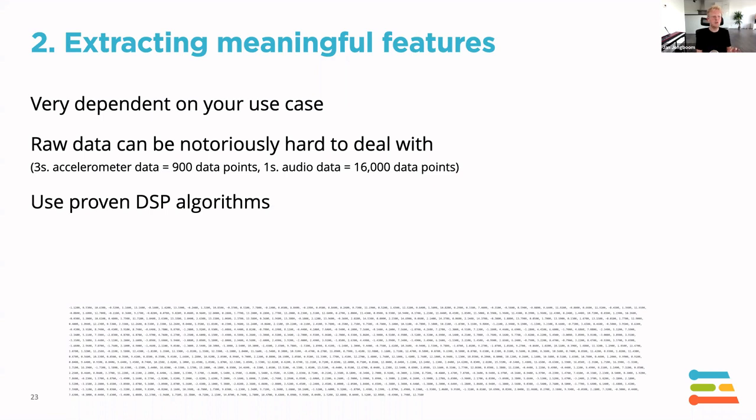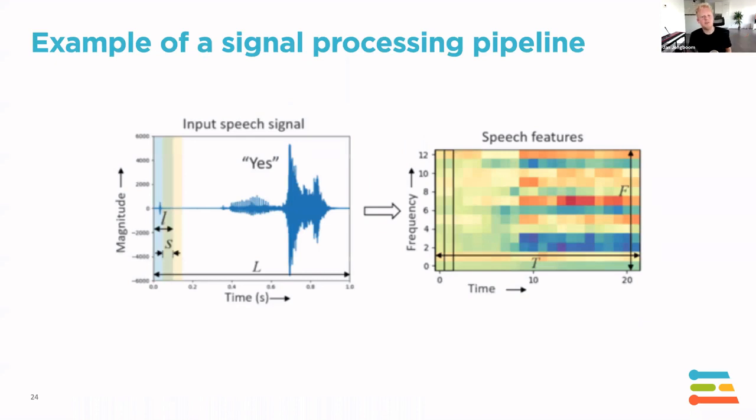Use proven DSP algorithms. So an example of a signal processing pipeline could be that I have a keyword here, about a second's worth of audio data captured at 16,000 hertz, and I convert that using mel frequency cepstral coefficients into a spectrogram of features. The biggest benefit here is actually that it reduces the number of features significantly. So we go from 16,000 or 32,000 bytes, 16,000 times 16-bit numbers, to just 240 features. And it also helps get rid of the noise.